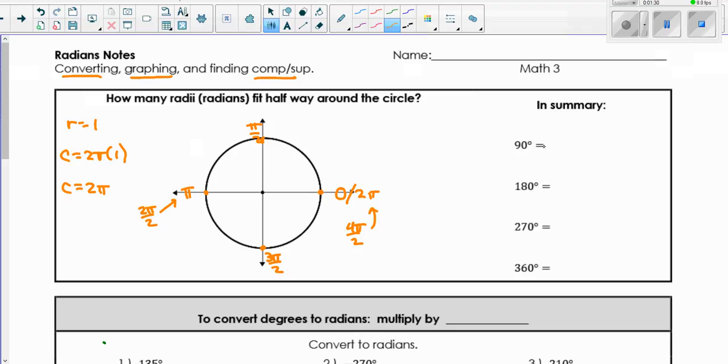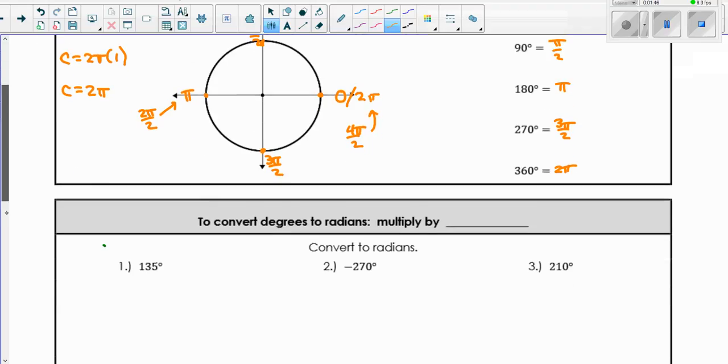Okay, so in summary, that means that 90 degrees is pi over 2, another 90 degrees or 180 is pi, and then 3 pi over 2, and then 2 pi. Okay, and we talked about that on Friday.